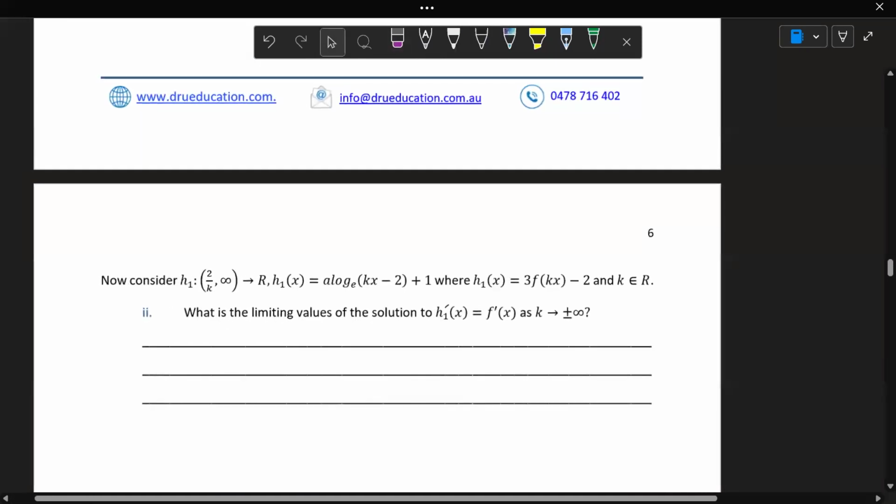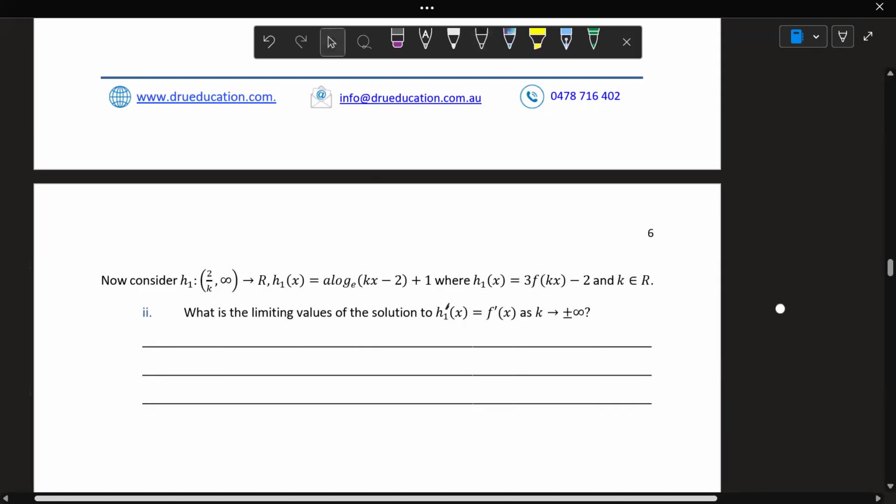By the way, guys, if you struggled with this question, there was an error in the question. This should be h dash 1 of x, not h1 of x. Otherwise, it's impossible. So when you're going to reattempt this question, make sure it's just h dash 1 of x. And it's actually just a pretty simple question.